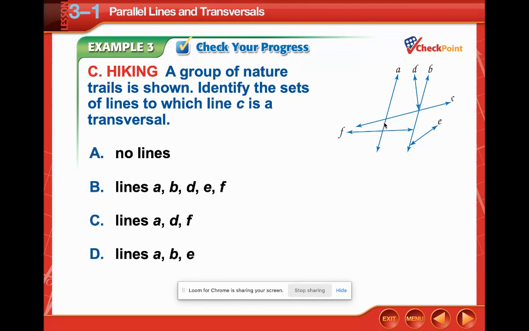All right, identify the sets of lines to which line C would be a transversal. This should be every line, okay? All lines will eventually cross line C, which means line C will eventually be a transversal for all of them.